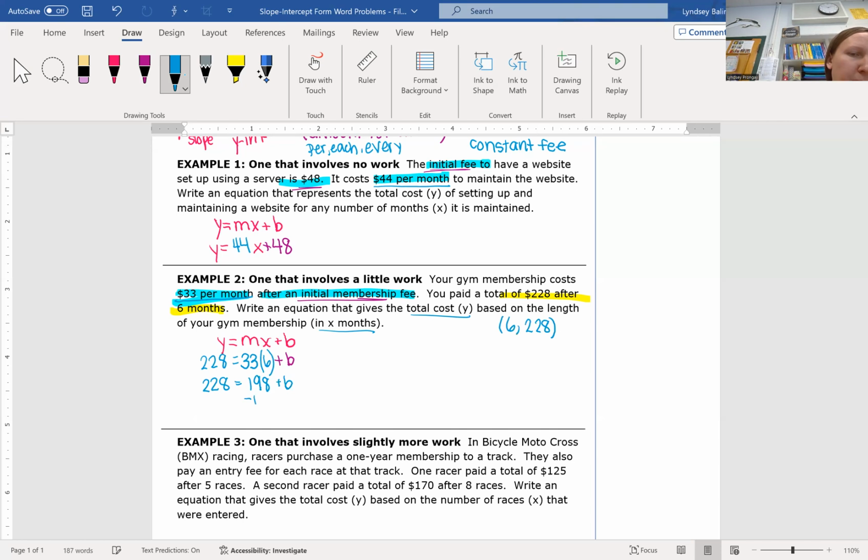And then I would get rid of my 198 by subtracting it, and I subtract it from both sides. And we can figure out that B equals 30. So I just figured out that initial membership fee. So now I have all the information I need to write my final equation. So the Y, which is the total cost, is going to be $33 for each month, plus that initial membership fee of $30.